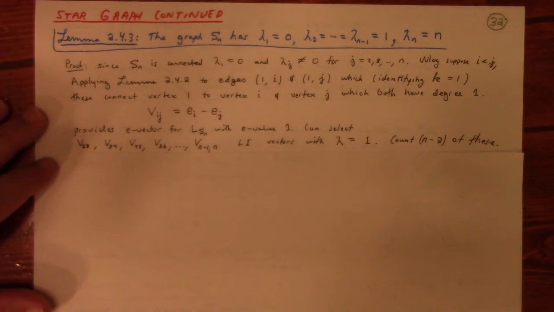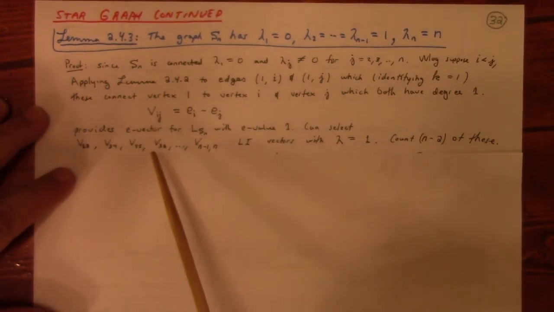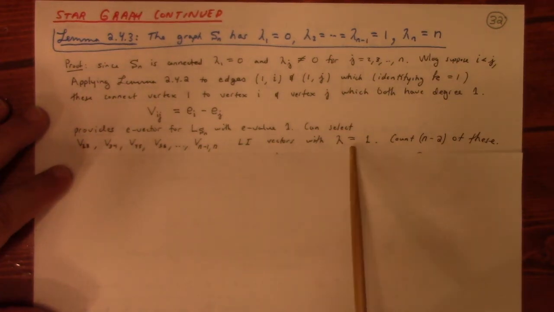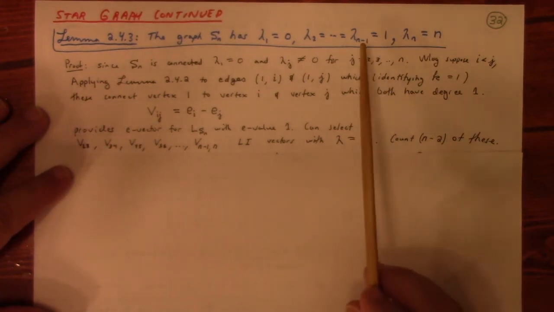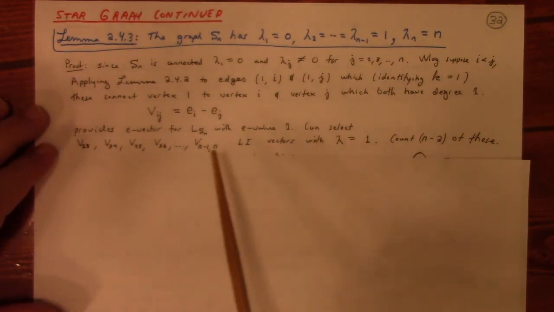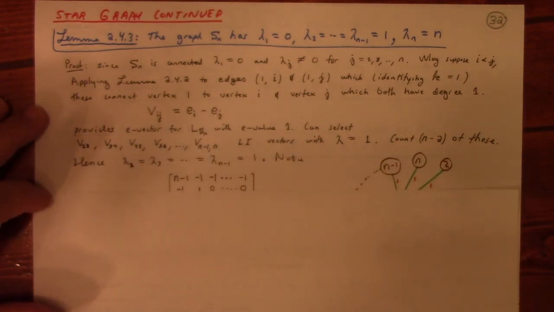if you select 2, 3, 3, 4, 4, 5, 5, 6, up to n minus 1, n, these will be linearly independent vectors, all with eigenvalue 1. So that gives me that. And I count n minus 2 of these. And then that leaves us with one eigenvalue to go.